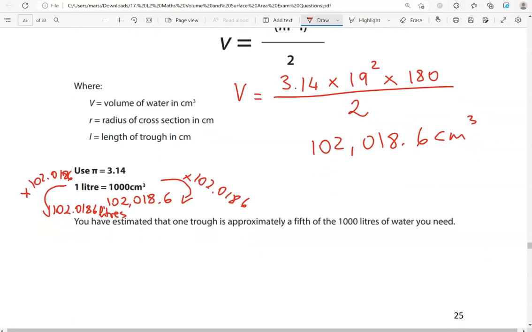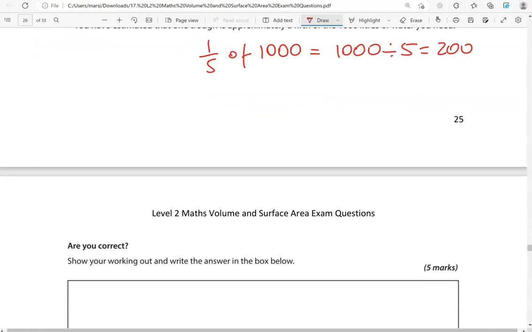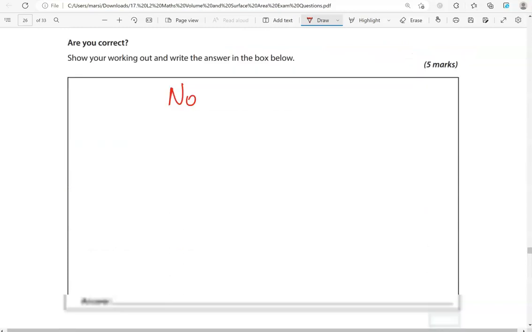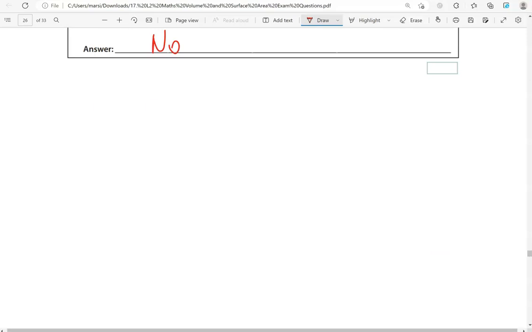You have estimated that one trough is approximately a fifth of the 1000 liters of water you need. So 1/5 of 1000, that is 1000 divided by 5, which is 200 liters. Because this is 102 liters, are we correct? Gonna say no. And we've shown the working out. We've shown why.